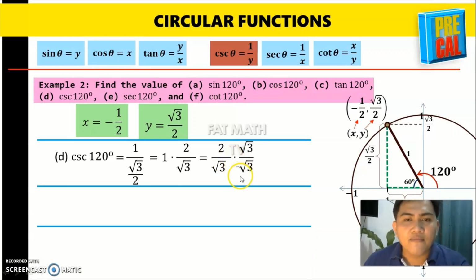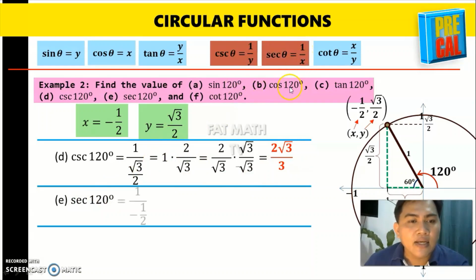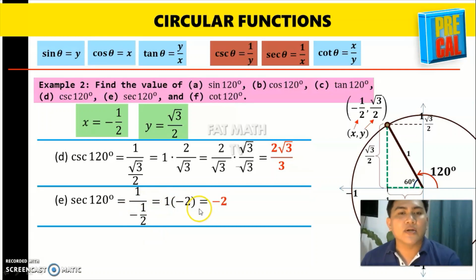So you will have for the numerator 2 square root of 3, and for the denominator, that's square root of 9, or simply 3. So the cosecant of 120 degrees is 2 square root of 3 over 3. For the secant of 120 degrees, secant is 1 over x, so that's 1 over negative 1/2. So that's 1 times the reciprocal of negative 1/2, that's negative 2.